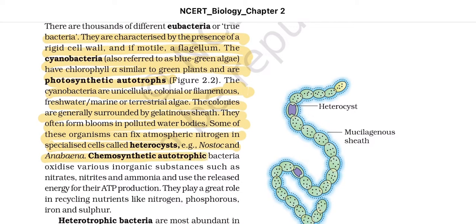Chemosynthetic autotrophic bacteria oxidize various inorganic substances such as nitrates, nitrites, and ammonia and use this released energy for their ATP production. They play a great role in recycling nutrients like nitrogen, phosphorus, iron, and sulfur.